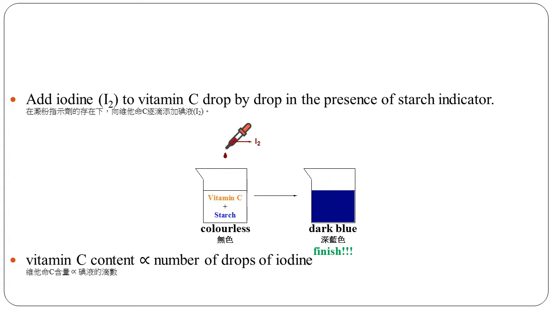We can add iodine solution to the fruit sample containing vitamin C drop by drop in the presence of starch indicator. When the solution turns blue, this means that all the vitamin C has reacted with iodine to form the products. If we add more iodine solution, this implies that more vitamin C is in the fruits. So we can conclude that vitamin C content is directly proportional to the number of drops of iodine.